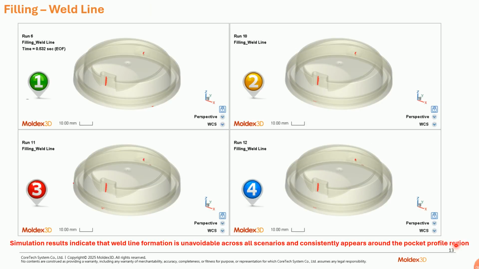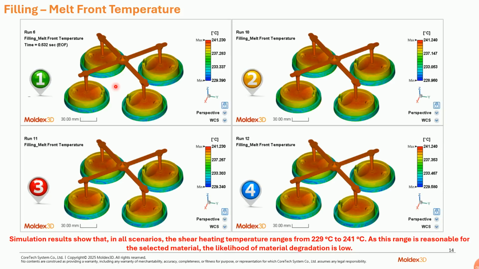Then we would like to study the weld line. Of course, in this particular product we have a small pocket, especially in this location. While we have this kind of pocket, the weld line is unavoidable. Of course, the MOLDEX 3D solver also highlights the same. Over this particular location, we may have the weld line.